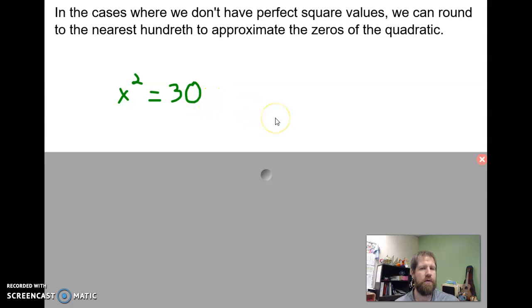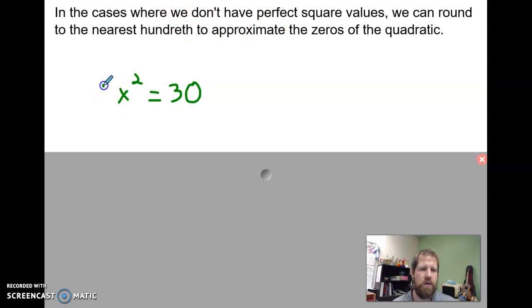If we throw a ball up into the air, it's not going to come down and hit the ground right at 3 seconds or 5 seconds or any of those. It'll be somewhere in between. So we can approximate this with our calculator by finding the square root and then just rounding it. Okay, so let's do that with this one.